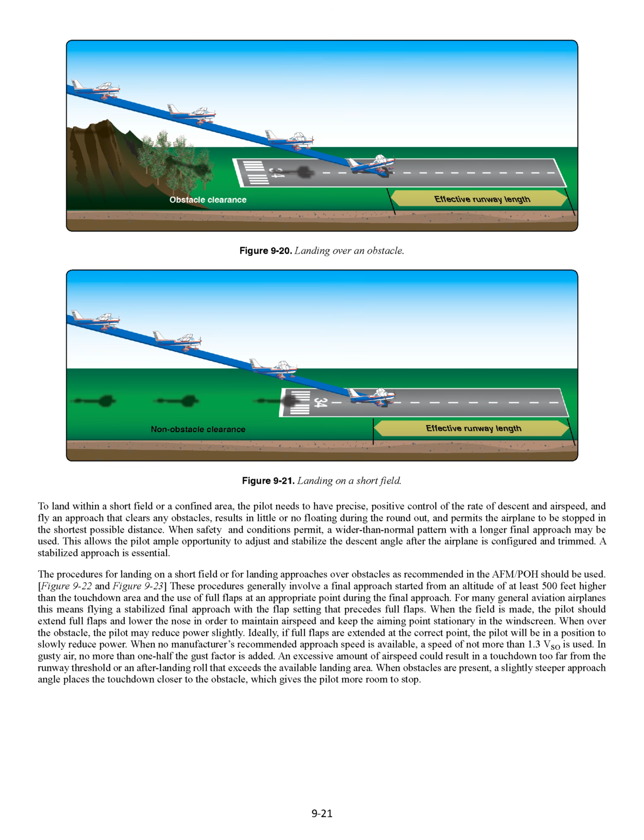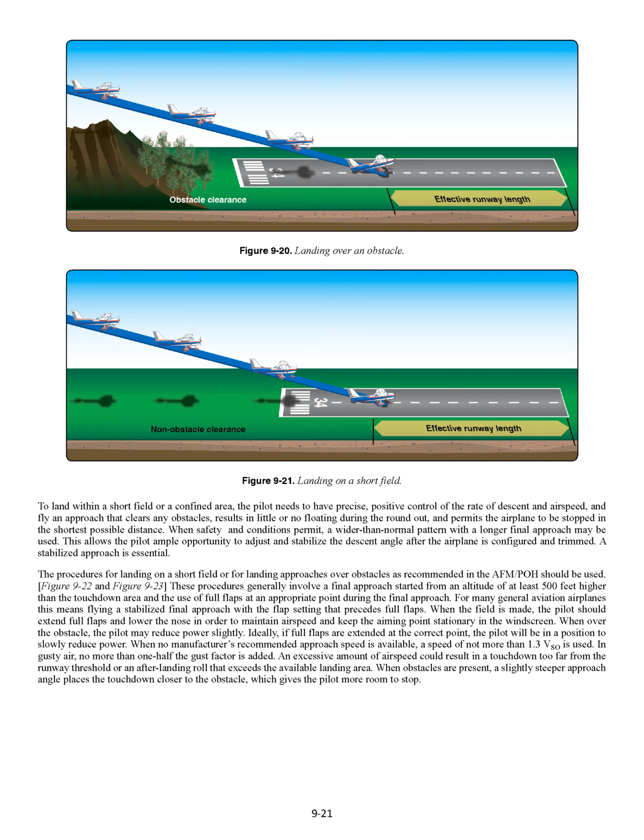When safety and conditions permit, a wider than normal pattern with a longer final approach may be used. This allows the pilot ample opportunity to adjust and stabilize the descent angle after the airplane is configured and trimmed. A stabilized approach is essential. The procedures for landing on a short field or for landing approaches over obstacles as recommended in the AFM/POH should be used. These procedures generally involve a final approach started from an altitude of at least 500 feet higher than the touchdown area, and the use of full flaps at an appropriate point during the final approach.